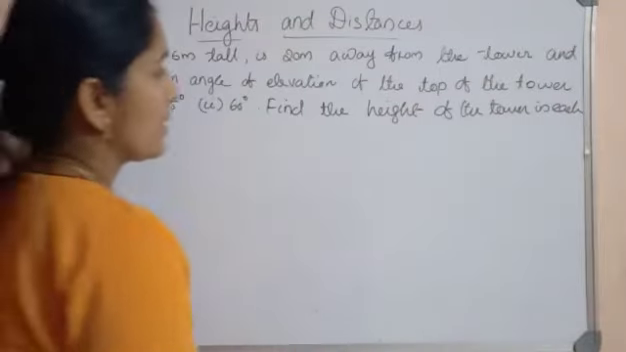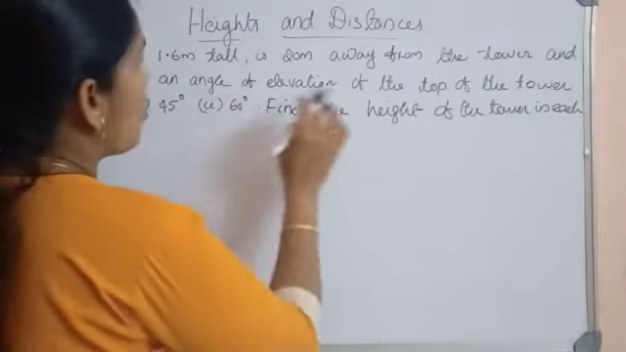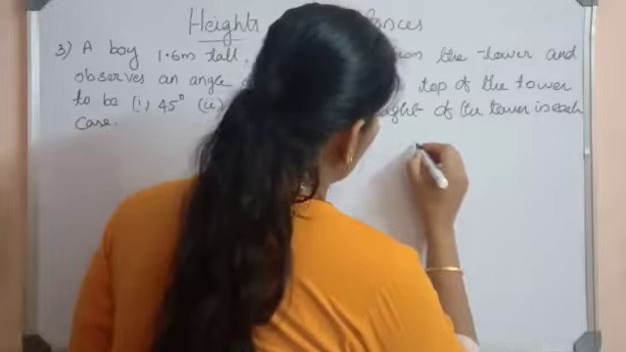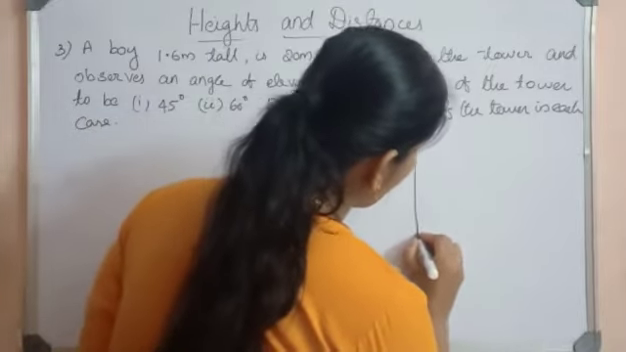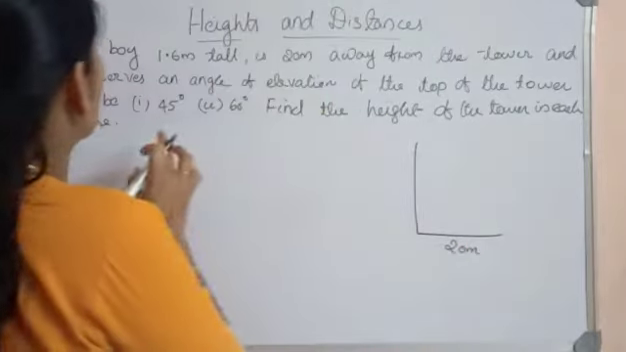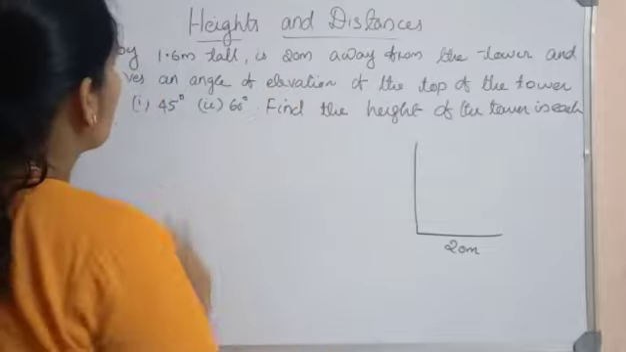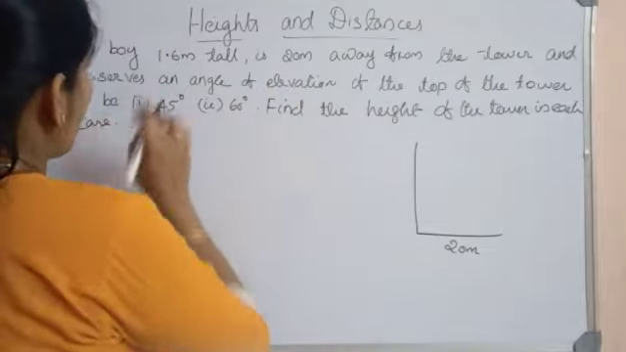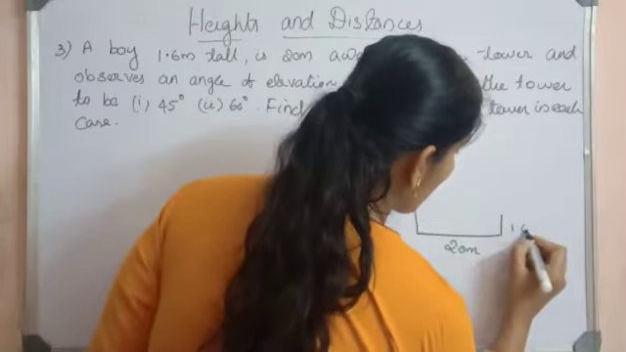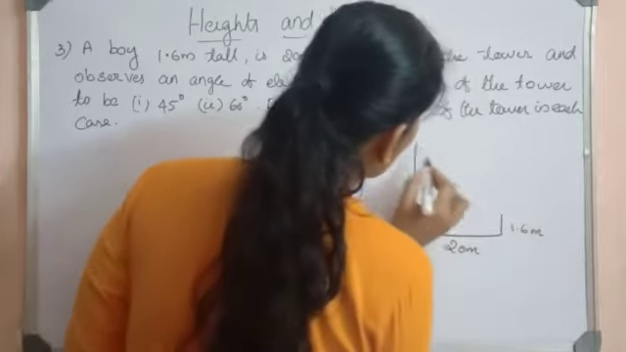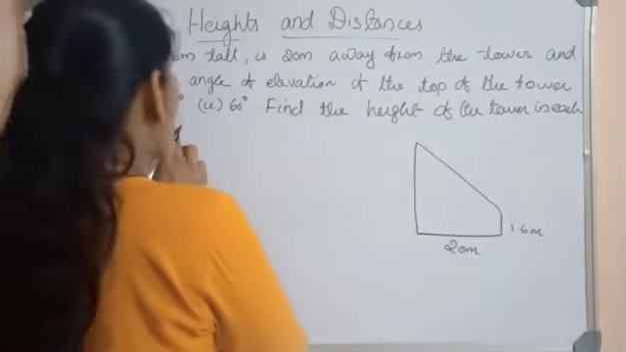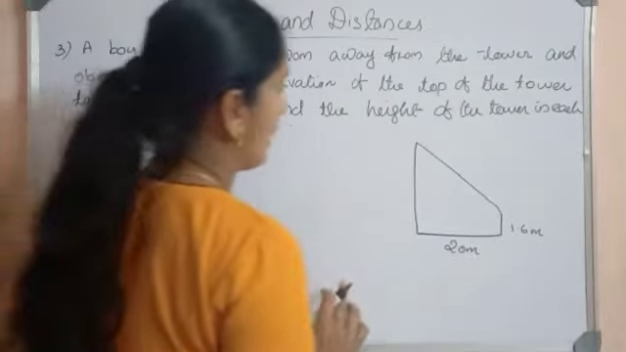So first let's draw the diagram. Here it is given that the boy is standing 20 meters away from the tower. So let this be the tower and this is the distance of the boy from the tower, that is 20 meters. And he observes an angle of elevation of the top of the tower to be 45 degrees. And one more data is given that his height is 1.6 meters. So this is the height of the boy, that is 1.6 meters. And from this point he is observing the angle of elevation, and in the first case it is 45 degrees and in the second case it is 60 degrees.